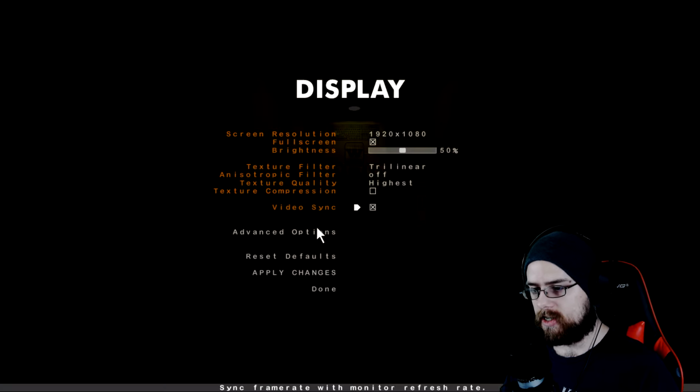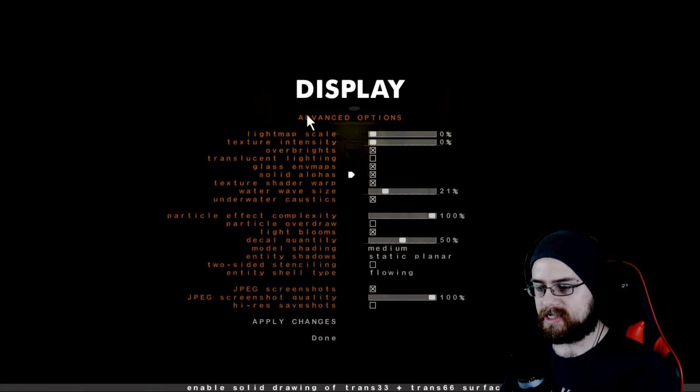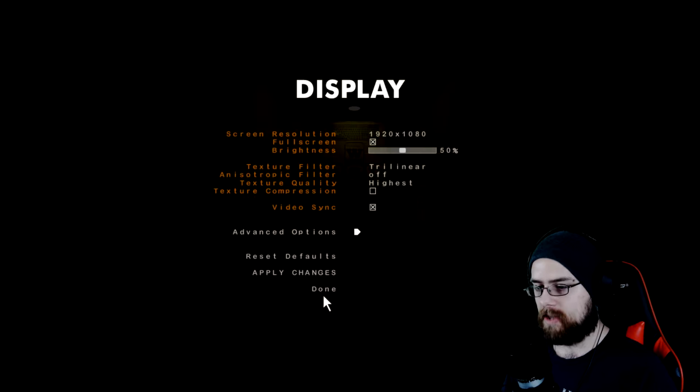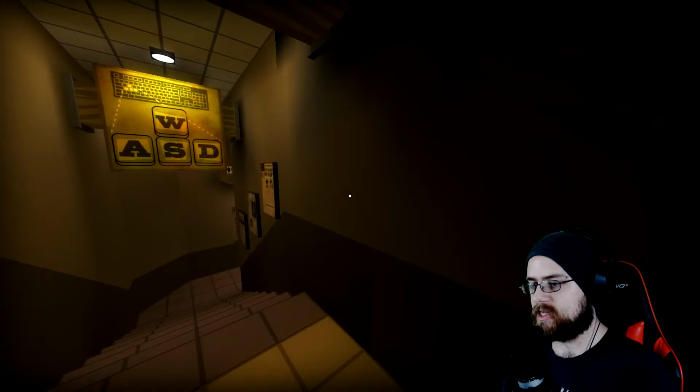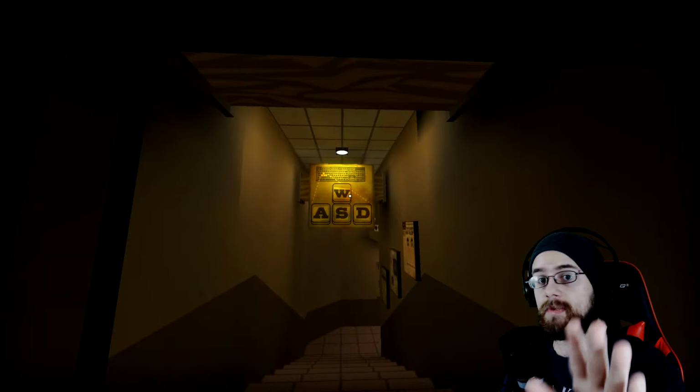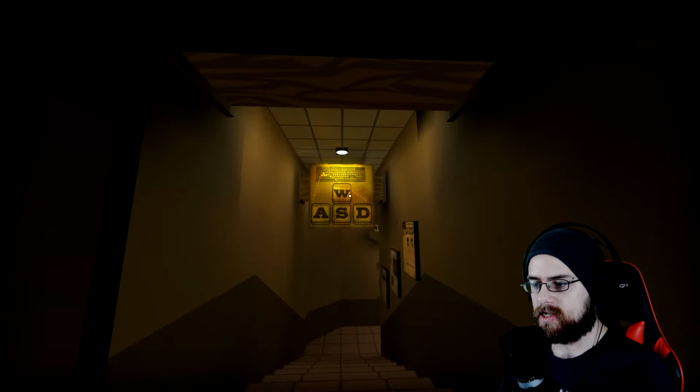You see these? See these right here? Don't touch these because your game will crash nonstop. Just leave the game looking like shit. Don't turn up any of the settings, because if you turn up any of the settings, the game just crashes.